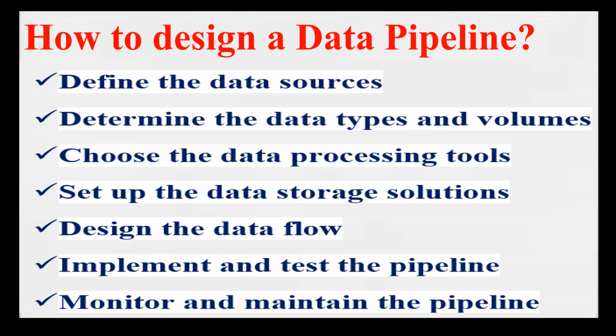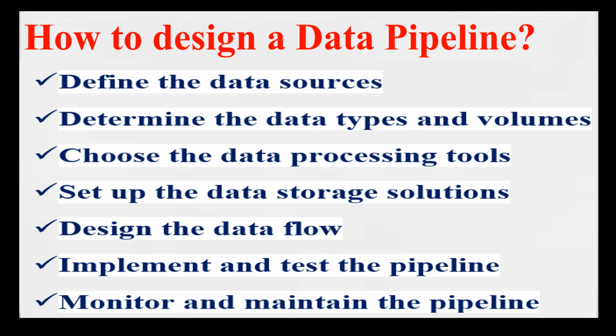Now the question arises, how to design a data pipeline? So basically, designing a data pipeline involves defining a series of steps that transform the data and move the data from its source to destination. So here first we define the data sources, where we identify the data sources we'll be working with, such as databases, APIs, files, or web scraping tools. So for example, a social media platform's API could be a data source for collecting user data.